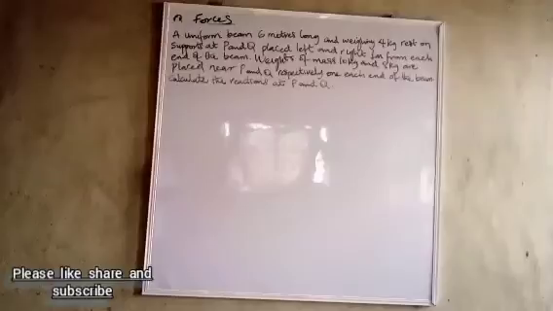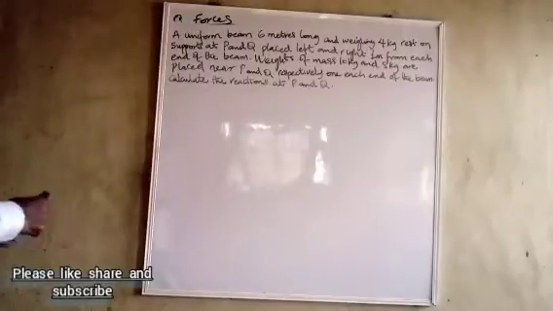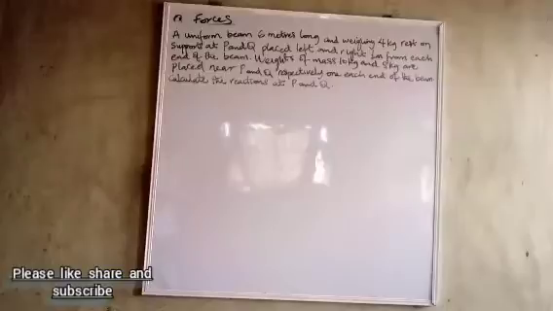A uniform beam 6 meters long and weighing 4 kg rests on two supports at P and Q, placed 1 meter from each end of the beam. Weights of mass 10 kg and 8 kg are placed near P and Q respectively, one at each end of the beam. Calculate the reactions at P and Q.